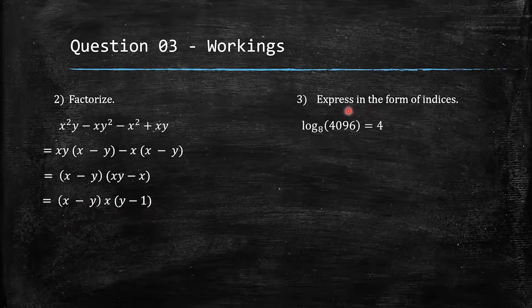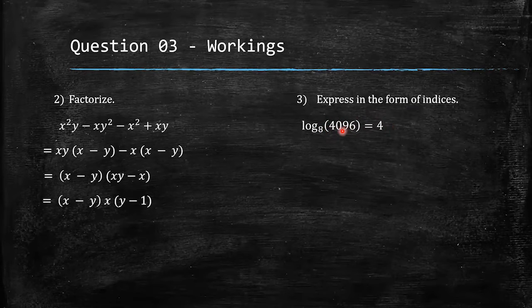Now, if you move to the third question, it states: express in the form of indices. The given expression is given in the logarithmic form. You can see log 8 4096 is equal to 4. Log to the base 8, log 4096 to the base 8 is 4.